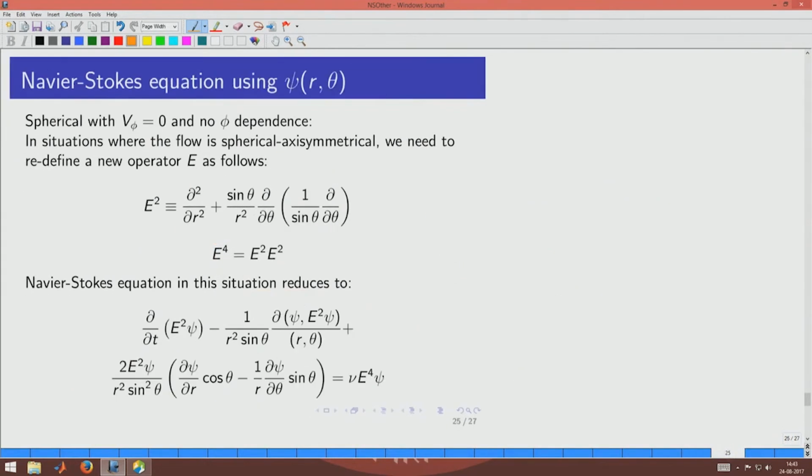The same thing holds for the spherical case also. We define it, and you see that the E square definition is different. The E square operator definition is different for spherical axisymmetric and cylindrical axisymmetric, but once you have defined it that way, the rest of the equations are derived in the same manner and the Navier Stokes equation looks like this. Again, you could see that the terms are very familiar to us. This part is like the Jacobian, this part we know how it came about, and this part is the diffusive term on the right hand side. If the Reynolds number is very small, then again we could approximate our Navier Stokes equation using the stream function to be like that.